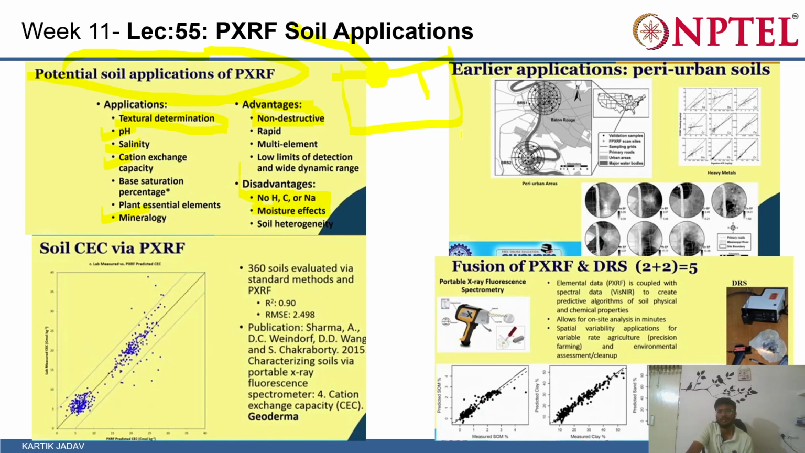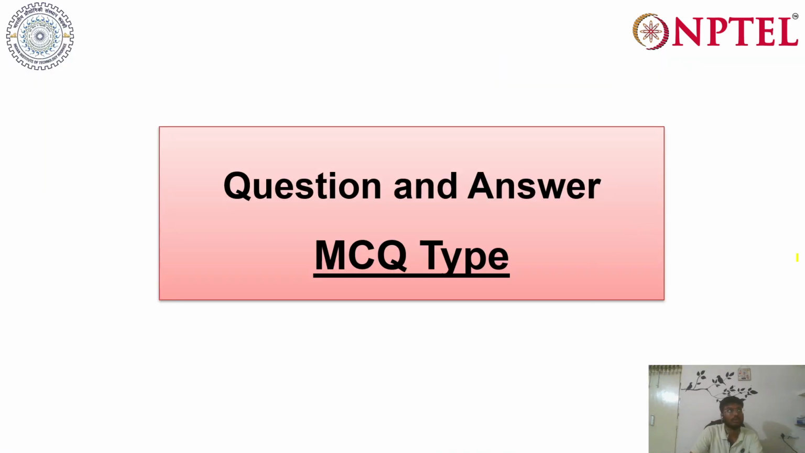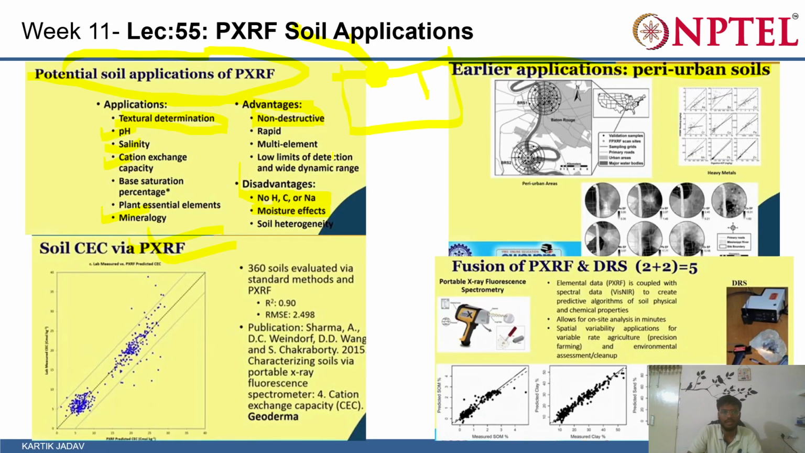Then we have also discussed earlier applications of this instrument PXRF on cation exchange capacity, soil pH, then on different kinds of soil like urban and peri-urban soil, and finally the fusion of PXRF and DRS. So with that, we have concluded week number 11.